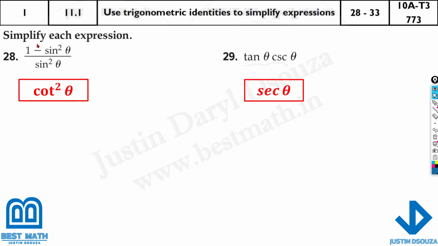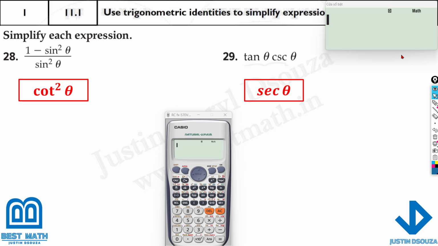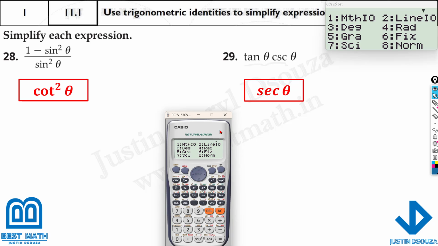So imagine these two are the options for the first one. Now, let's take our calculators and solve this. First thing, you can see the calculator is in degree mode. It is very important for you to turn the radian mode on. That is by pressing shift. You can see when I press shift, the S symbol is on. And now when I click on mode, I get these options. And then I click on 4 for radian, rad.